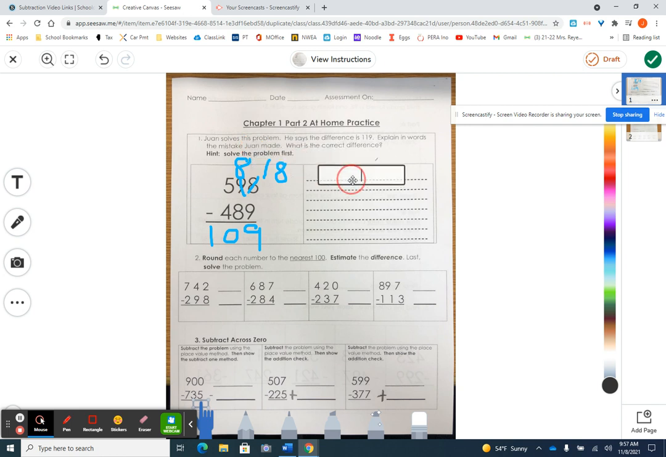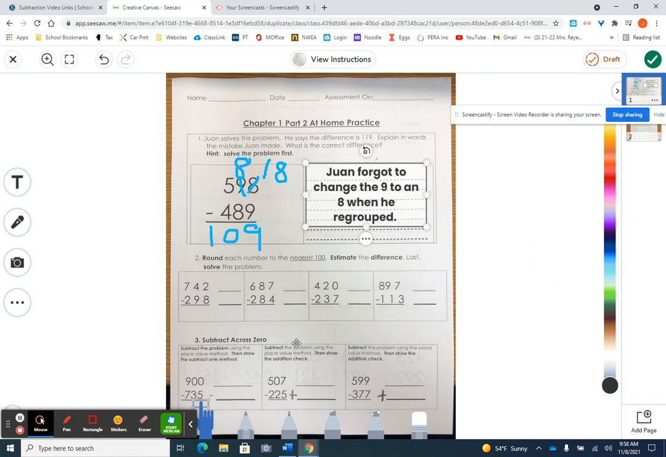So when I explain what he did wrong, I'm assuming that he forgot to change the 9 to an 8 in the tens place. So I'm going to go ahead and add that in. All right, and that's that simple answer.